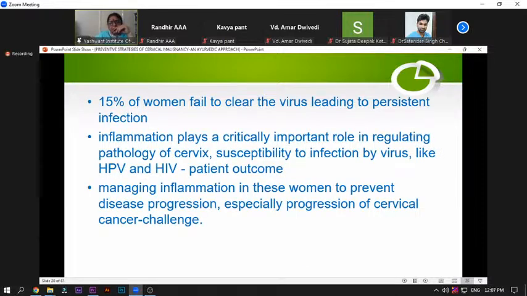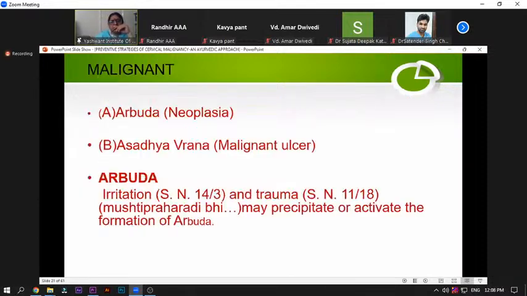So 15% of women fail to clear the virus, leading to persistent infection, with vaccination or without vaccination, whatever it is. So here the major culprit is inflammation. Inflammation plays a very critically important role in regulating the pathology of the cervix and susceptibility to infection by the viruses HPV and HIV, and because of this, patient outcome is adversely affected. So managing inflammation in these women to prevent disease progression, especially progression to invasive cancer of the cervix, is a very big challenge. So here, the integrated approach with Ayurveda will help.